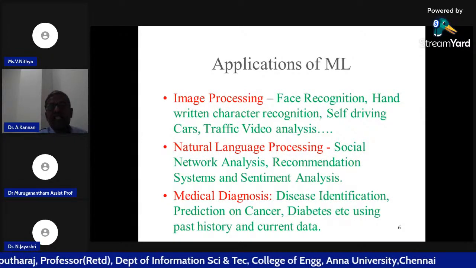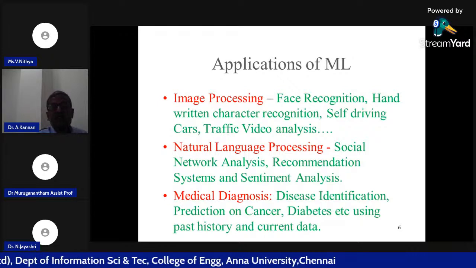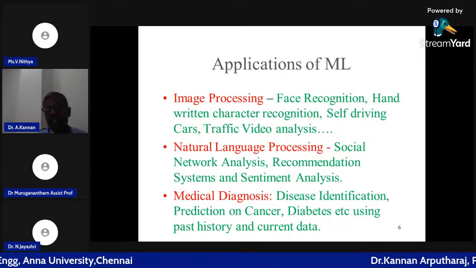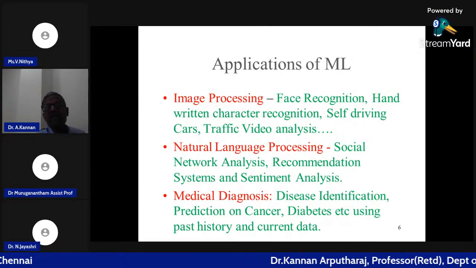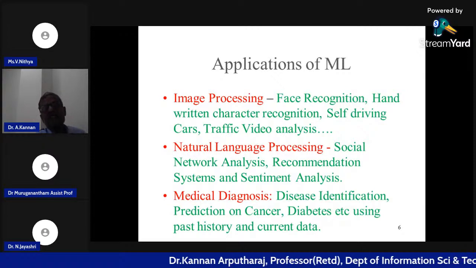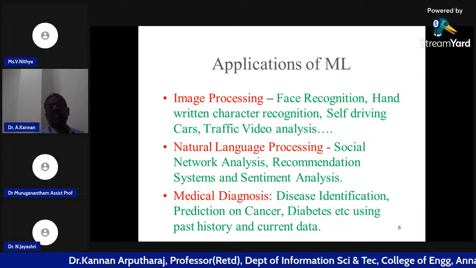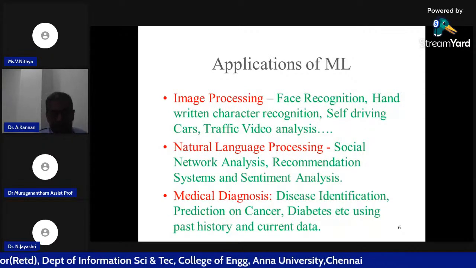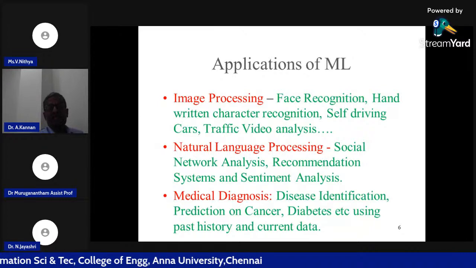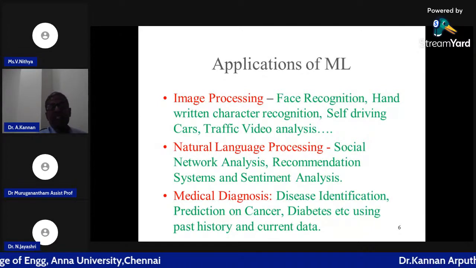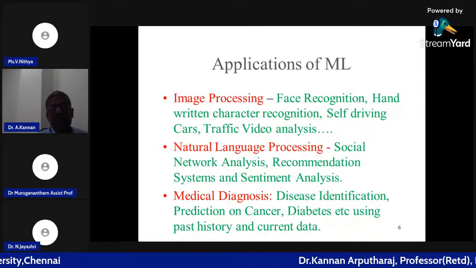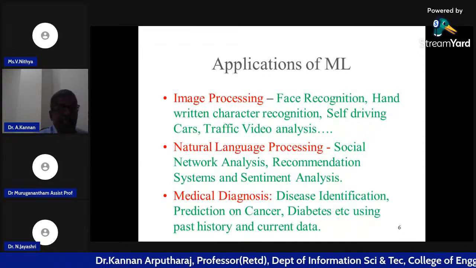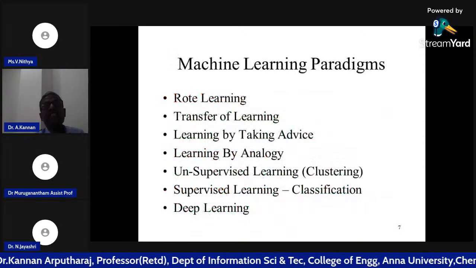With natural language processing, you can do social network analysis: which people are visiting which web pages and which products are liked by many people. You can develop recommendation systems for buying products. You can analyze the sentiments of people, whether they are happy with your product or not. In medical diagnosis, you can identify a disease, or predict diseases like cancer and diabetes using past data, current data, and the rules learned.